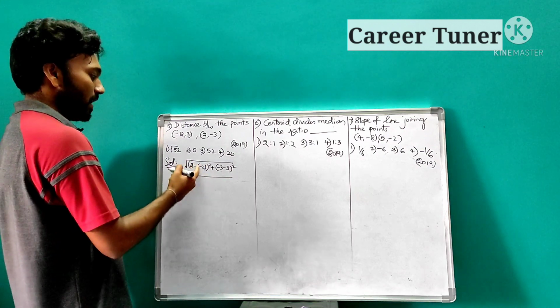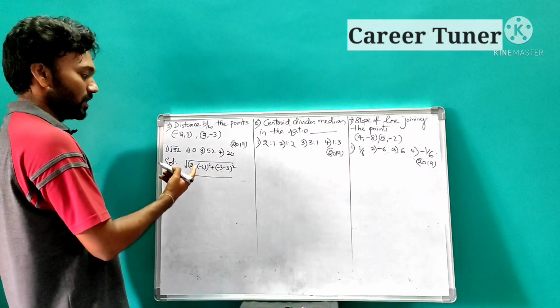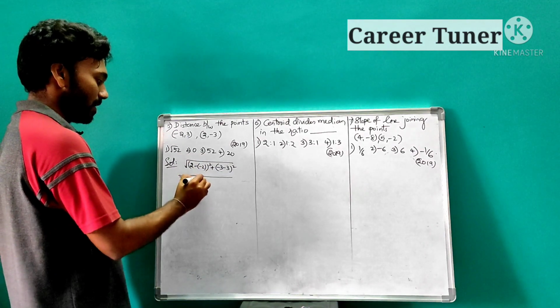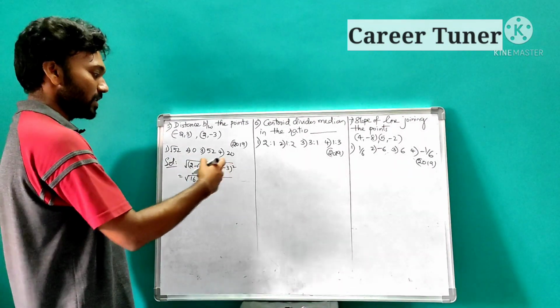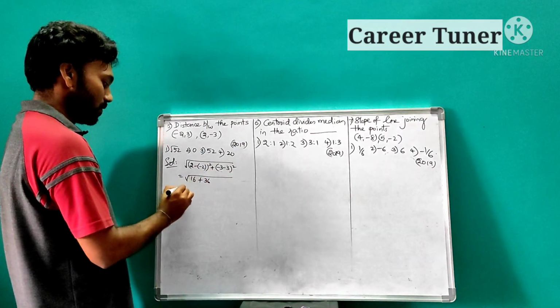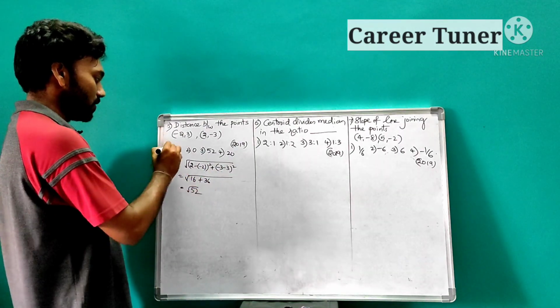So root of, what is this value? This is minus of minus becomes plus. 2 plus 2 is nothing but 4. 4 square is 16 plus. This is minus 3, so it becomes minus 6. Minus 6 whole square, so it is 36. So what is the answer? Root of 50. So first option.